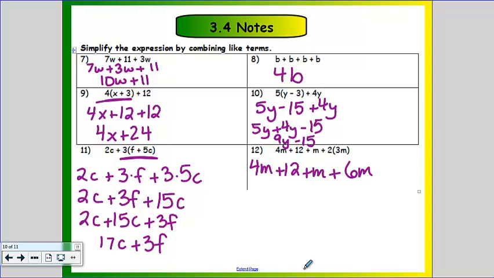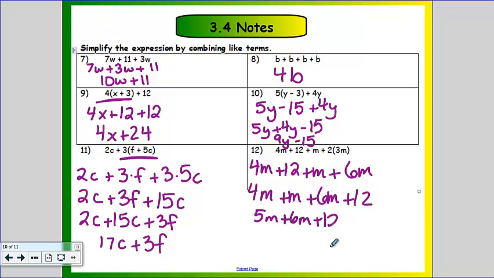And now let's use the commutative property to put our like terms together. 4m plus m plus 6m. And then we still have the plus 12. Remember that m is the same thing as 1m, so we're combining 4, 1, and 6. So really we're combining 5m plus 6m plus 12. 5m plus 6m is 11m plus 12 is our final answer.